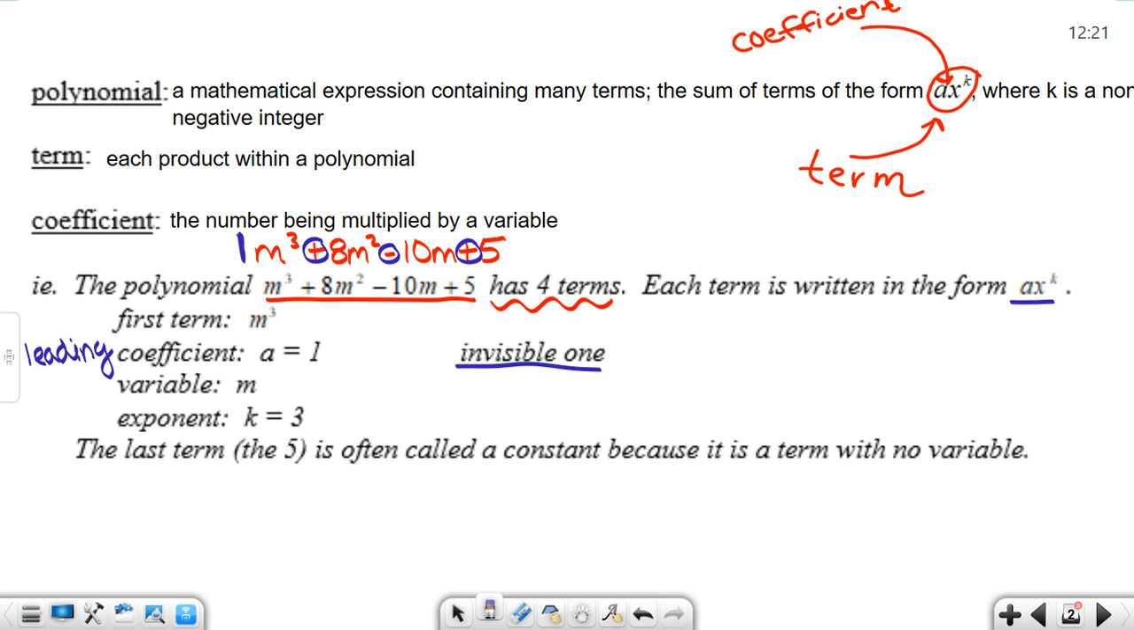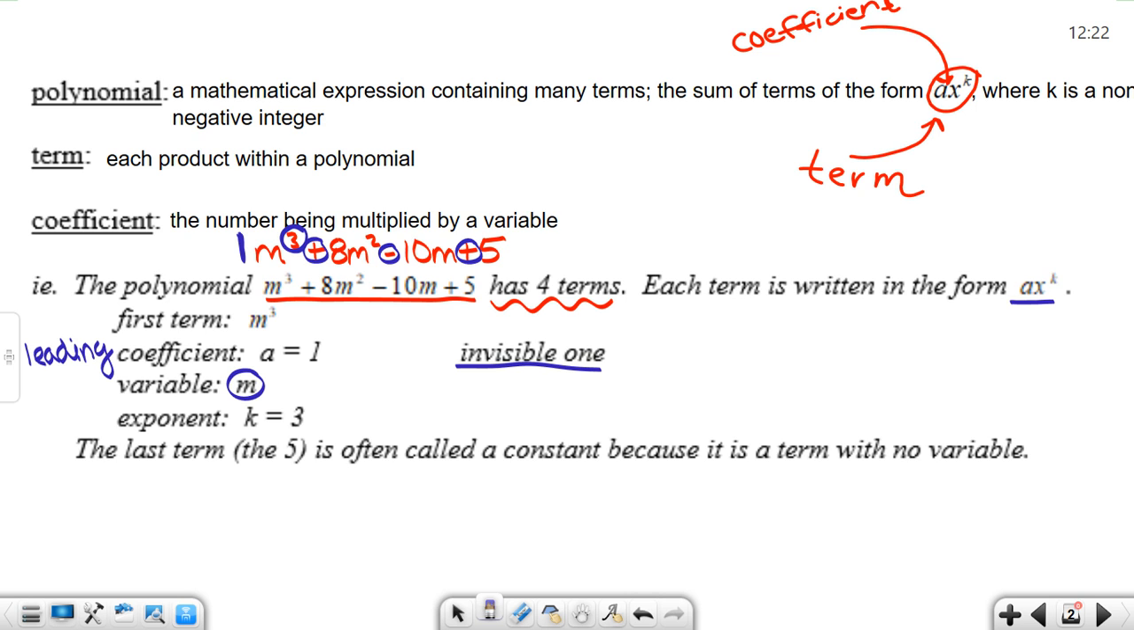So this polynomial is expressed in terms of the variable m. Remember, guys, we can really choose any variable we want. We are more often than not going to see x. In this case, we have an expression in terms of the variable m. And our highest exponent in the polynomial is 3. What we're going to see in a little bit is that the highest exponent in the polynomial is what is going to define that polynomial.